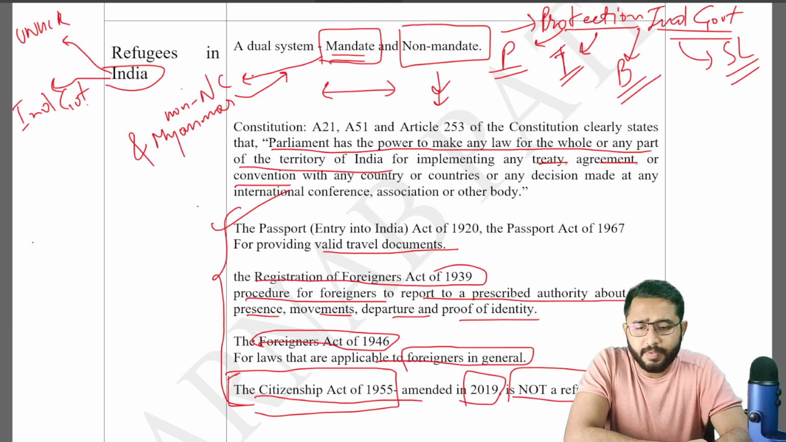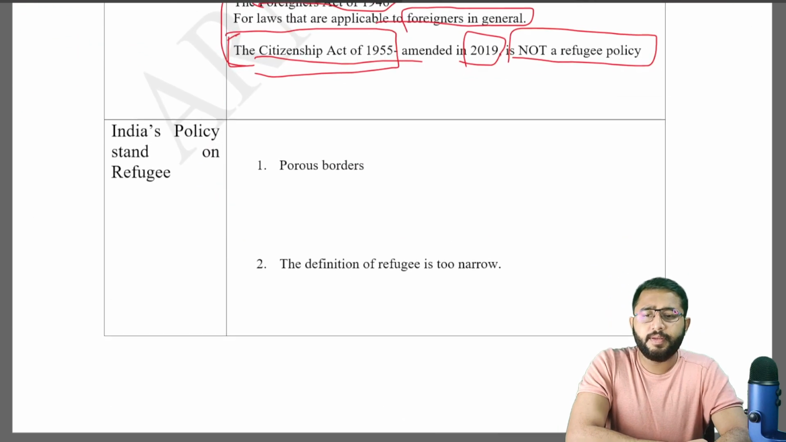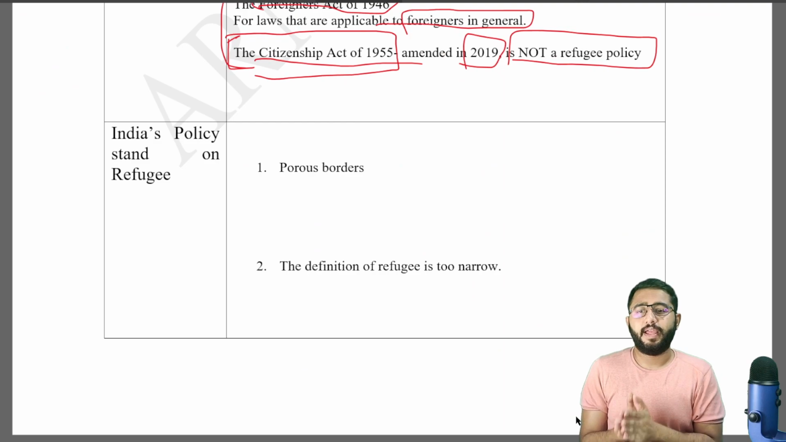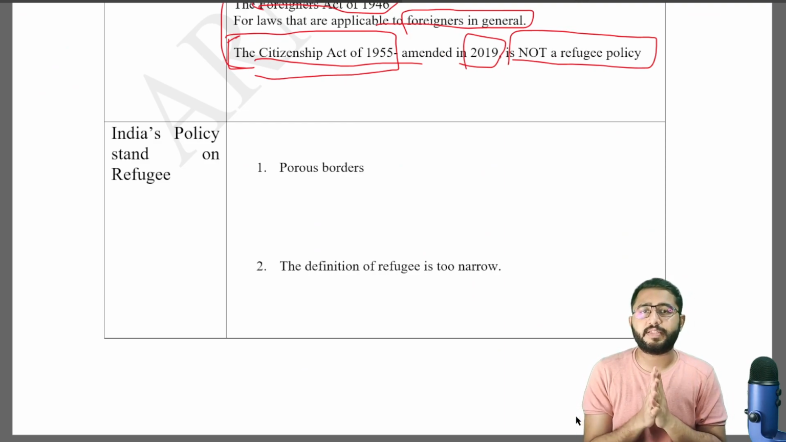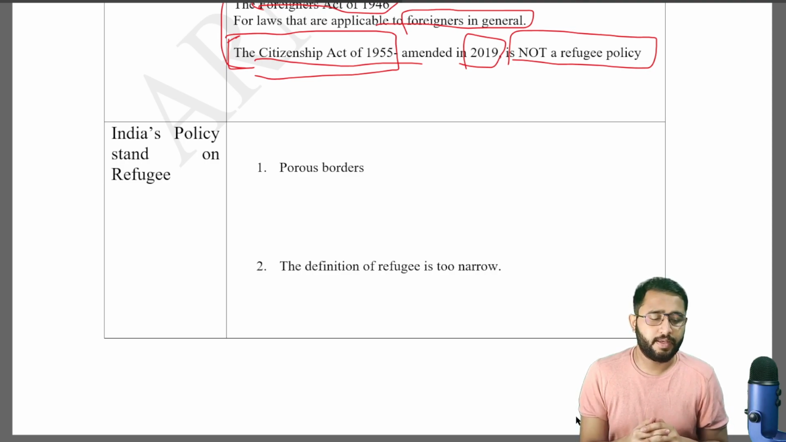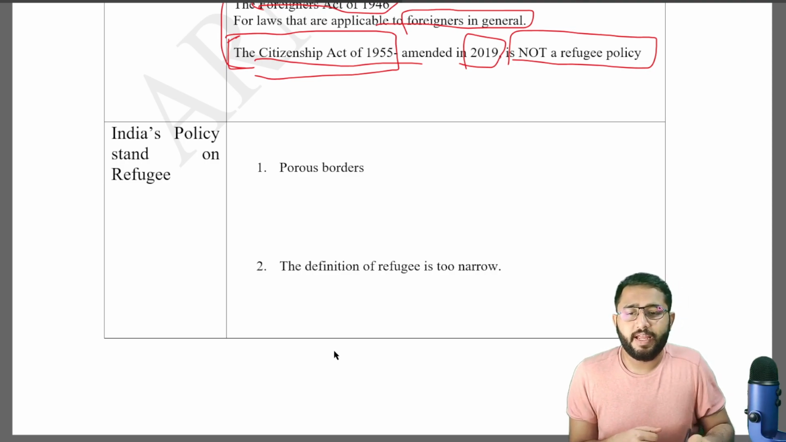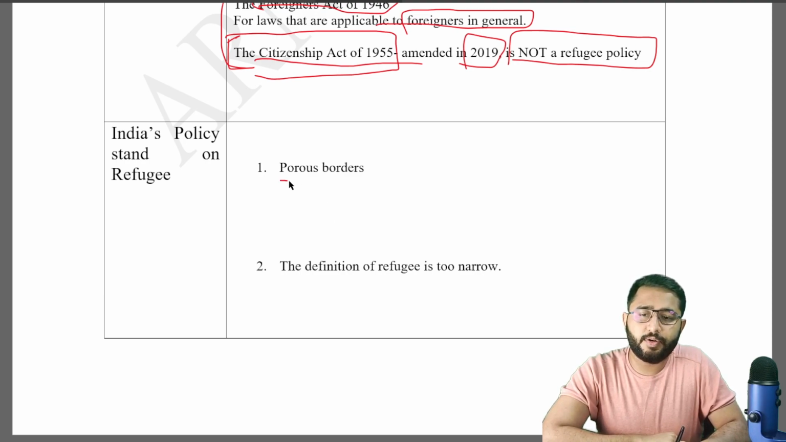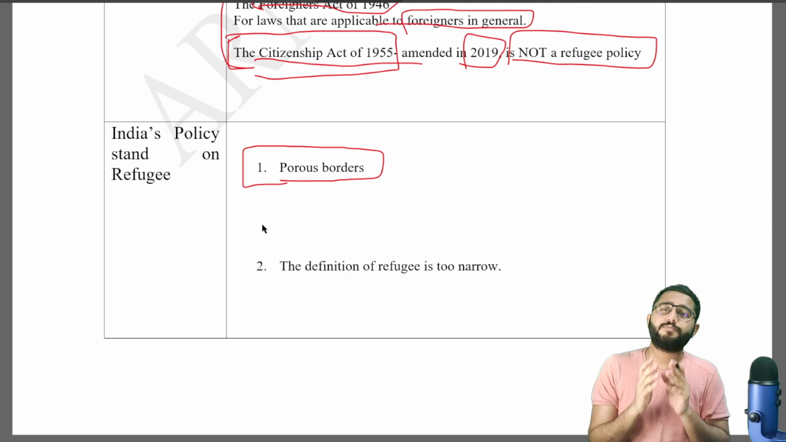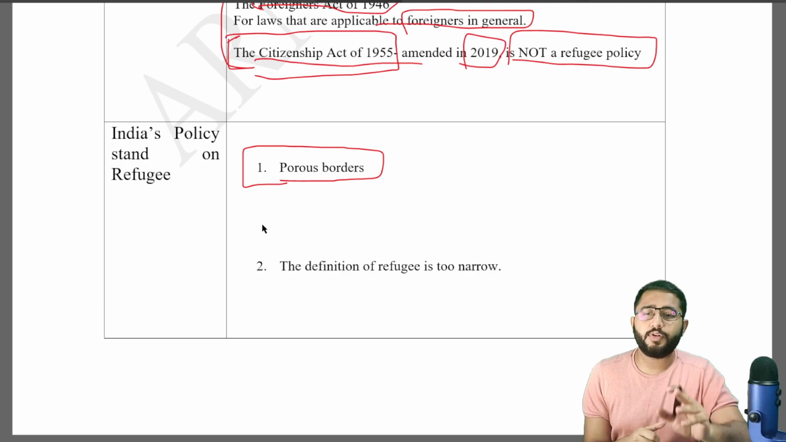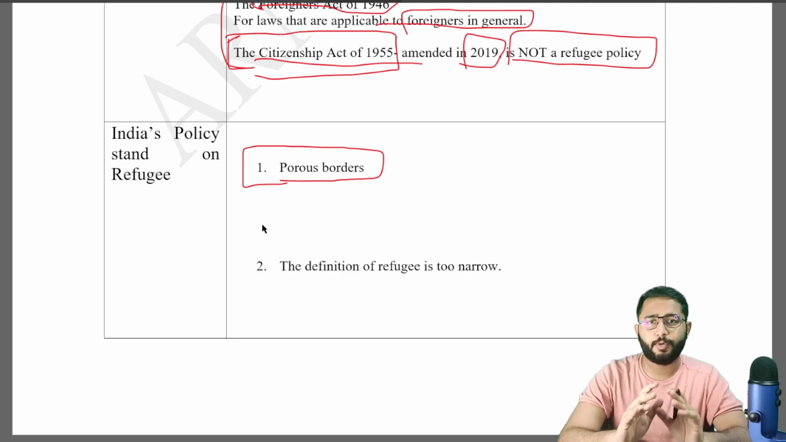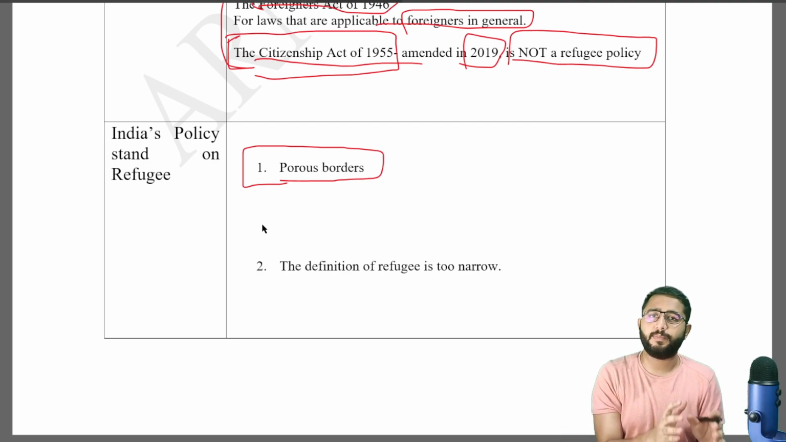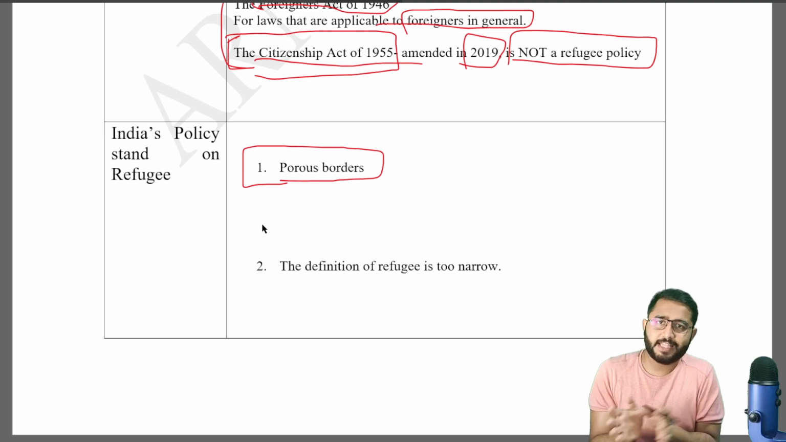Right? Now, moving on to the whole question, why did India not sign the refugee policy? Why did it not become a signatory to the 1951 convention? The very first reason why India did not become a signatory to the 1951 convention is because it has porous borders. Now, what does porous borders mean? Well, remember we spoke about how in the Foreigners Act, India wants to have the right to throw away people whenever it wants, or expel them out.